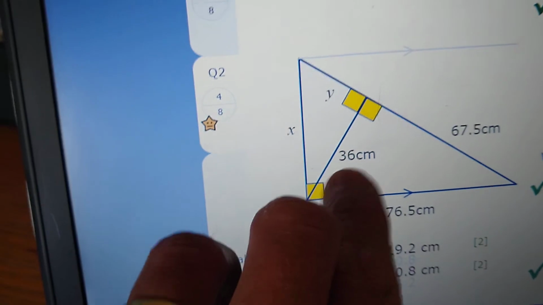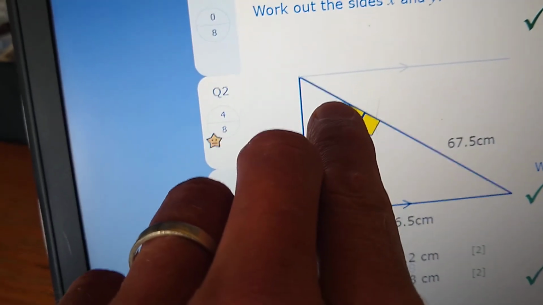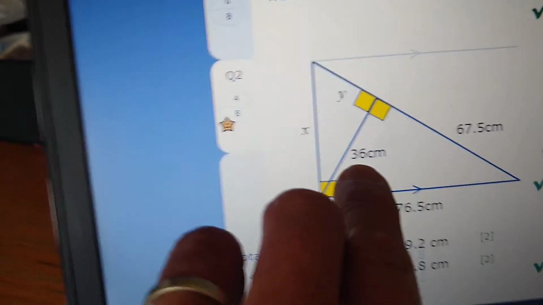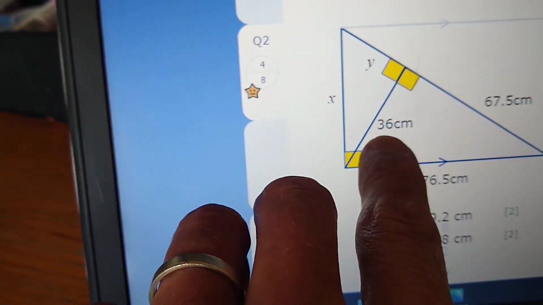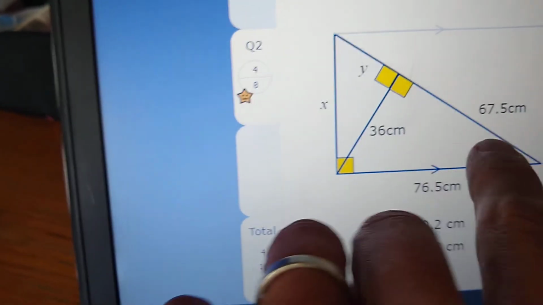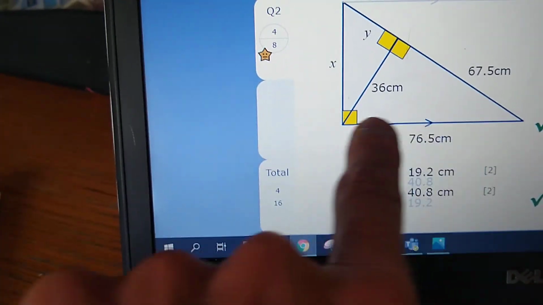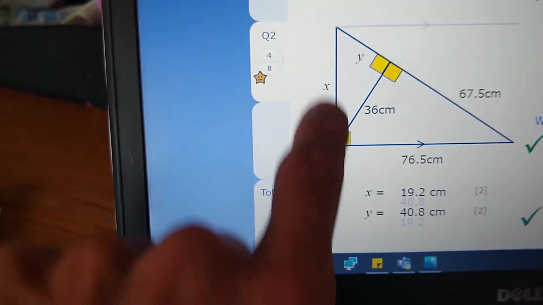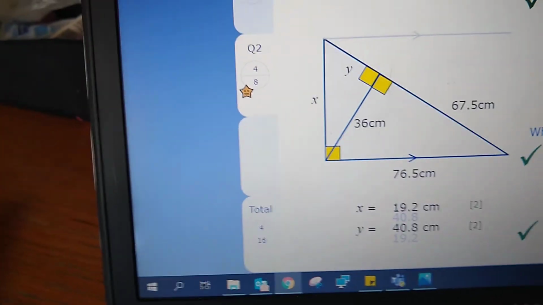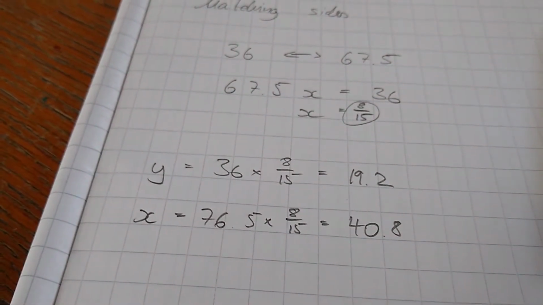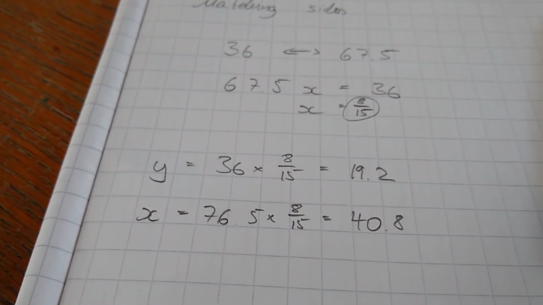You therefore take the side that was 36, which is actually there for the y, and times 36 by 8 over 15 leads to 19.2. And then you take the side at the very bottom, right here, 76.5, which will be the side x there, times it by the scale factor, which was 8 over 15. Go back to there. And you get the two measurements.